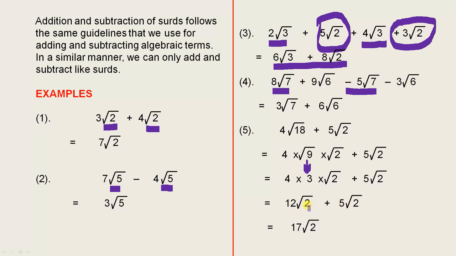Therefore, we can actually add the surds together, because 12 plus 5 is 17, and we're allowed to do that because we have the square root of 2 here and the square root of 2 there.